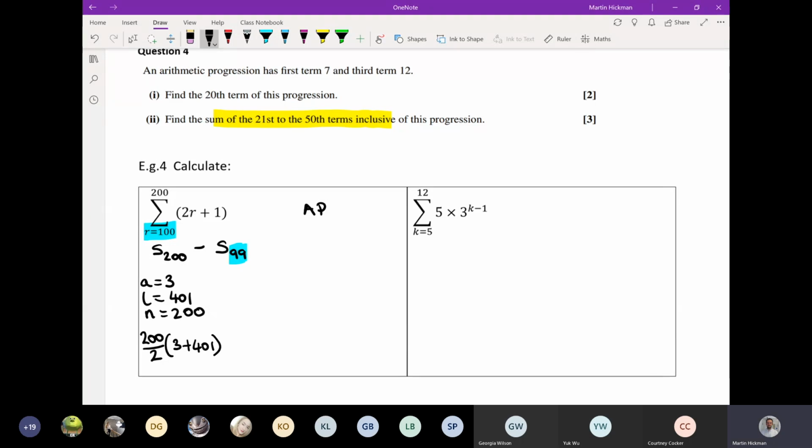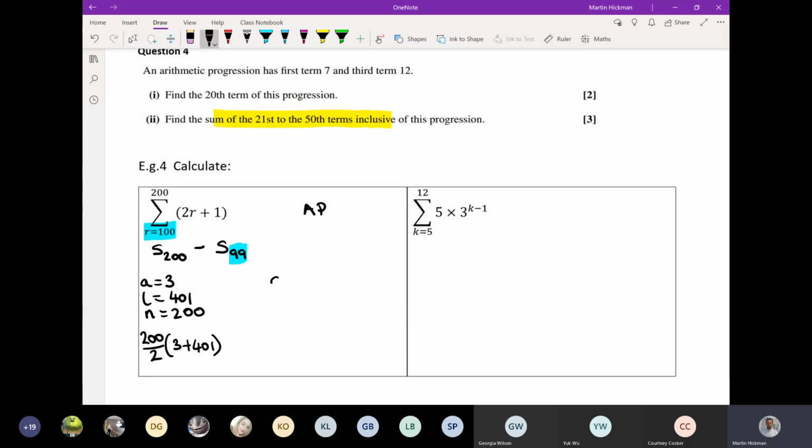Now, by the way, in a lot of these examples I'm using a plus l in the bracket. If you want to use a plus n minus 1 times d instead and do it that way with the common difference, that's absolutely fine. Sometimes you might have to do it that way. Anyway, I'll work that out in a second.